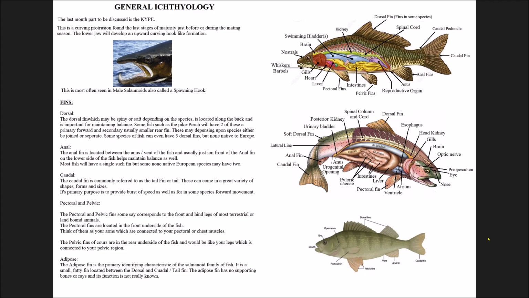The last mouth part to be discussed is the kype. This is a curving protrusion found in the last stages of maturity, just before or during the mating season. The lower jaw will develop an upward curving hook-like formation. This is most often seen in male salmonoids and is also called a spawning hook.